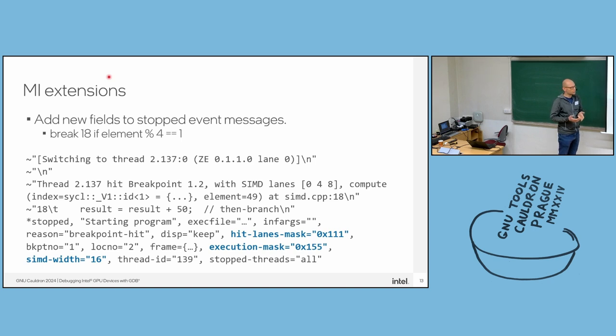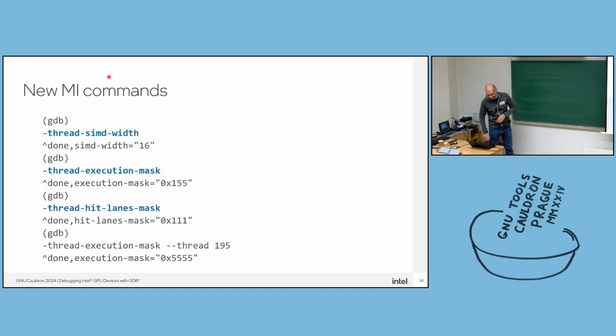It doesn't need to be the same as the execution mask because maybe the breakpoint had a condition, and the condition does not necessarily hold for all the lanes. And there are new MI commands to query the width, execution mask, and hit lanes mask. Because these are MI commands, you can specify the thread context so that for an arbitrary thread, the property would be queried.